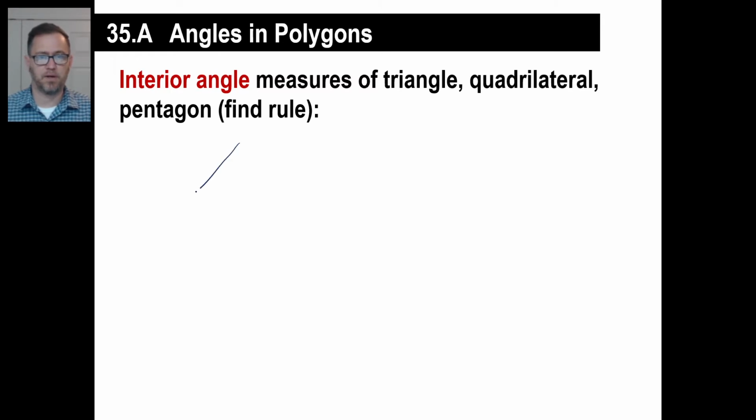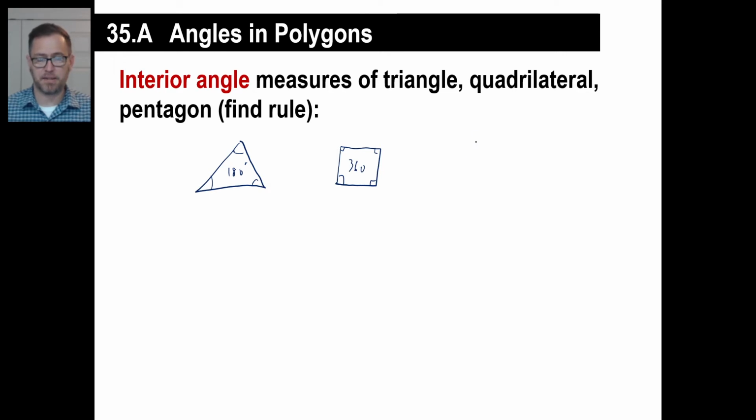All right, interior angle measures of a triangle, a quadrilateral, and a pentagon. Well, let's look at this. So here's a triangle. Interior angle measures, we already know this plus this is 180, right? All right, a quadrilateral, let's just do a square, a perfect square. If these are all right angles, let's just assume they are, we got 90 plus 90 plus 90 plus 90, that's 360.